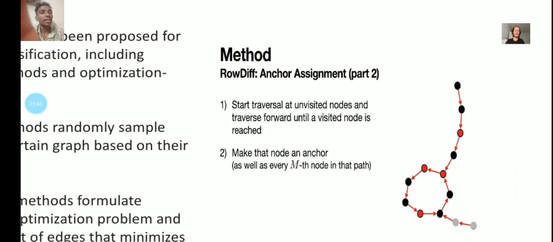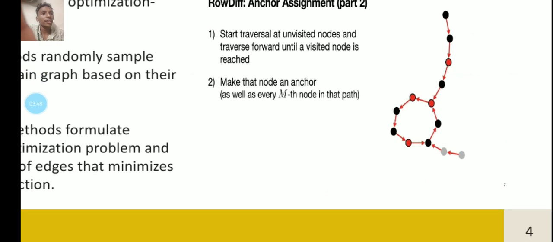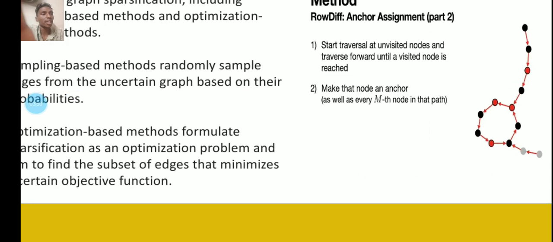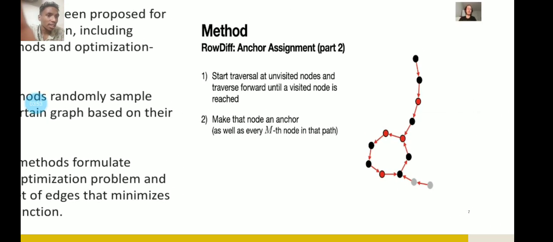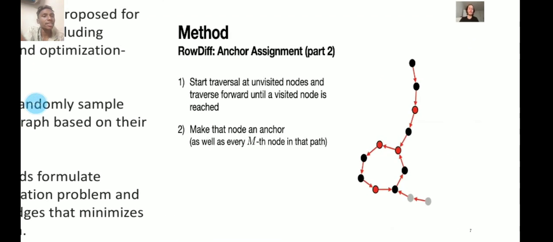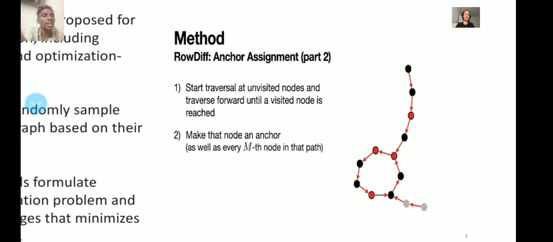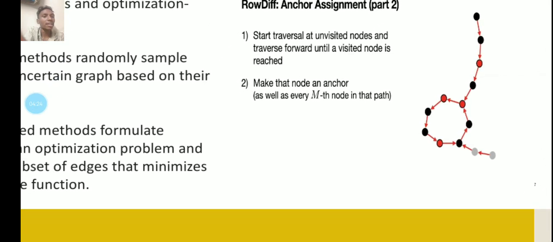Here we have different types of edges and nodes. Nodes are connected by different types of edges, and we can see the flow of the edges. Start traversal at a universal node. These are nodes and these arrow signs are showing how the nodes are linked to each other and the directions of that. Start traversing unvisited nodes and traverse forward until a visited node is reached. And second, make a node an anchor.